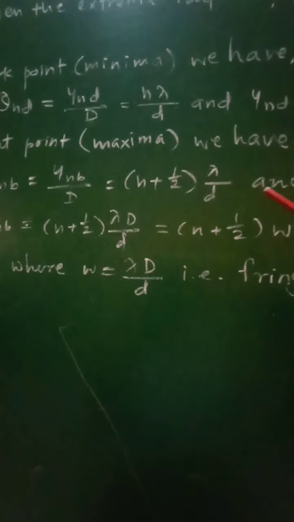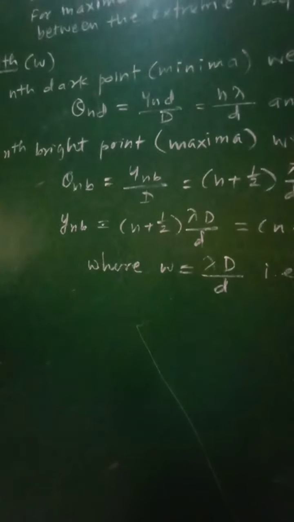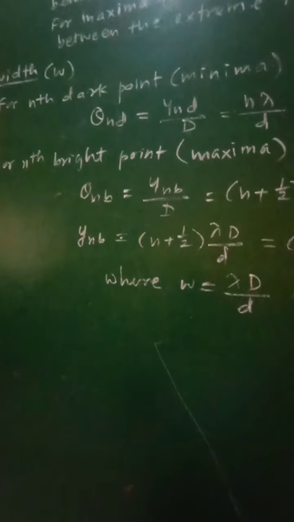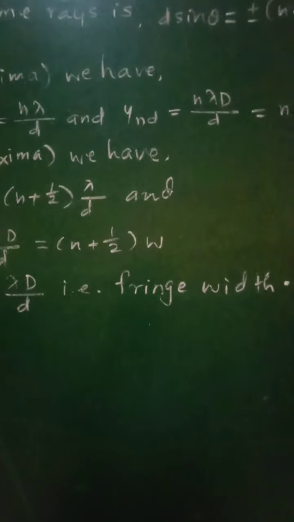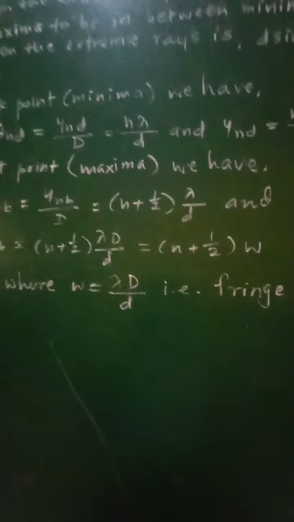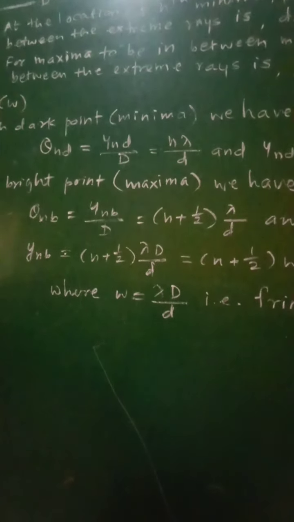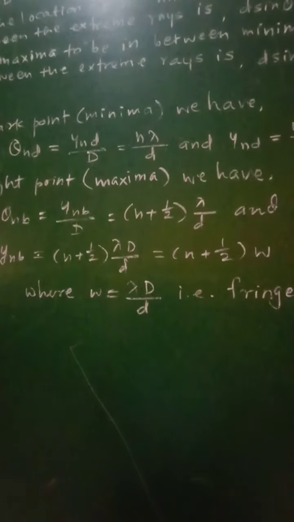Now in this relation, ynb and ynd are the distances of the bright point and the dark point from the central bright band, that is the central maxima, on either side of the central maxima, for the nth bright as well as nth dark points, that is for the nth maxima and nth minima. These ynb and ynd distances are taken.